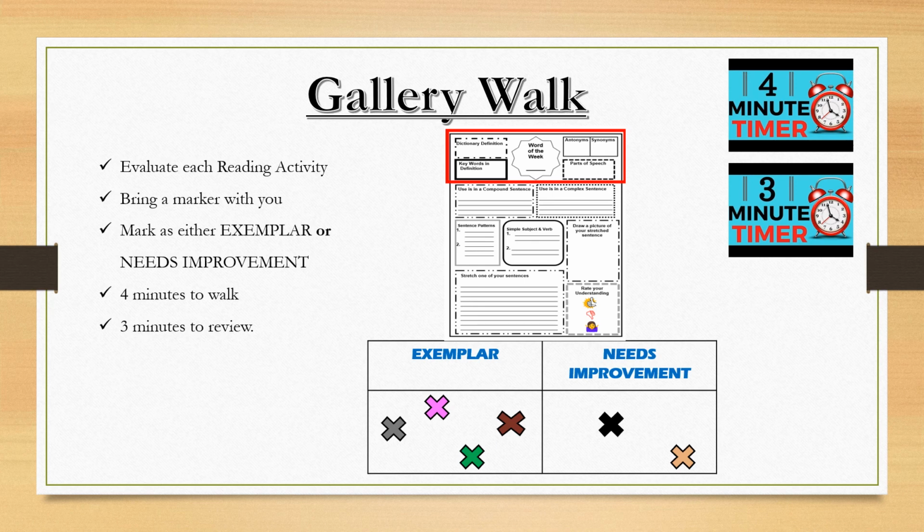Taped around the room are 5 reading activities, one activity for each component. You are going to walk around and evaluate each activity. Either you're going to mark exemplar or under the needs improvement. You're going to have 4 minutes to walk and decide if it's great or if it's not so great. After the 4 minutes, you're going to return back to your table and you'll be given an additional 3 minutes to talk with your table group about your findings.